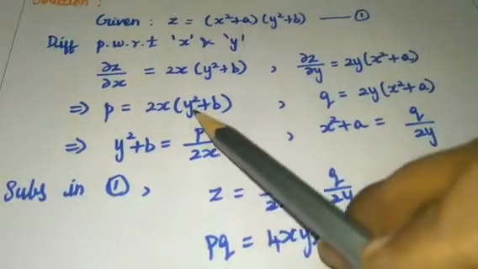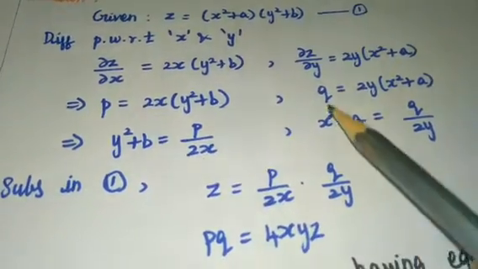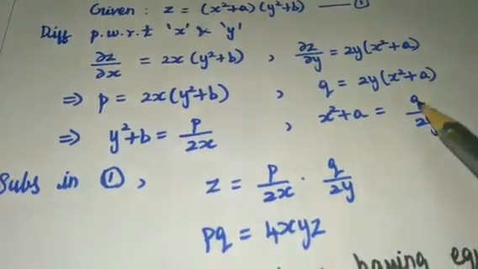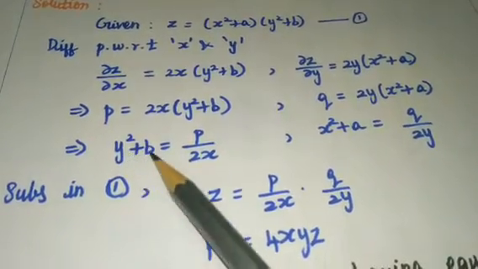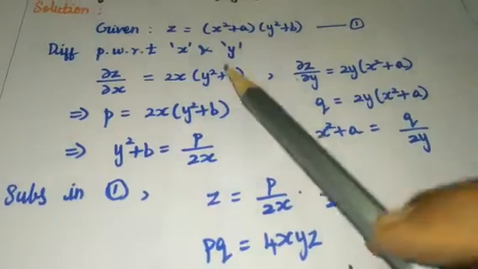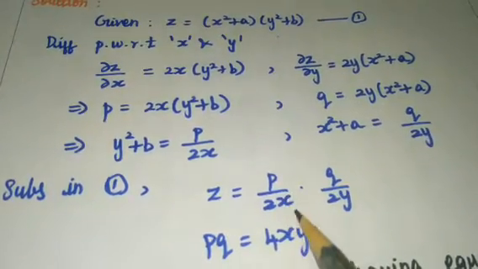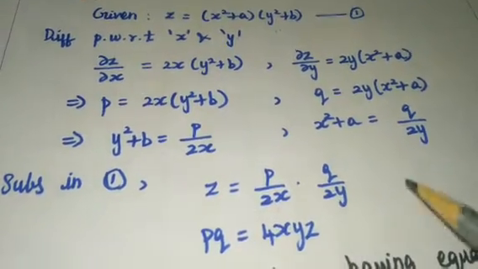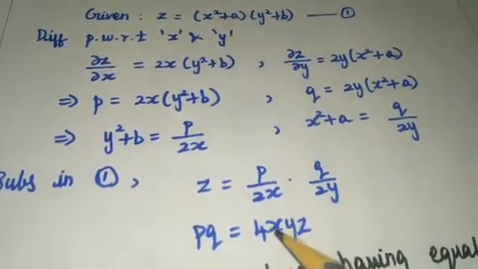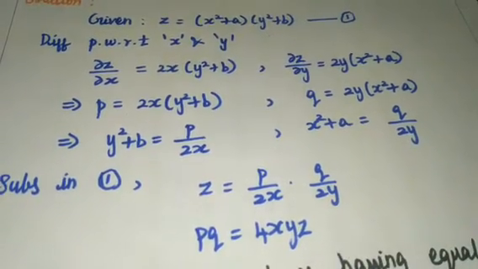So from this, y square plus b is equal to p divided by 2x, and x square plus a is equal to q divided by 2y. So let's substitute this y square plus b and x square plus a in the given equation. So therefore z is equal to p by 2x into q by 2y. When solving this, we get pq is equal to 4xyz. This is the required PDE.